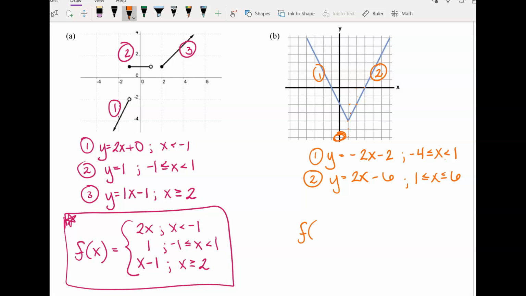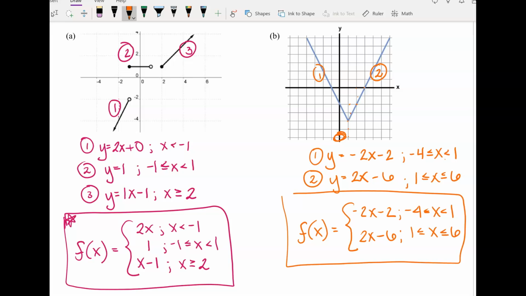Final piece. F of x is equal to the equation negative 2x minus 2 when negative 4 is less than or equal to x, which is less than 1. It is equal to 2x minus 6 when 1 is less than or equal to x, which is less than or equal to 6. Now, if when you were doing this, you switched this to be equal to and this was not, that's fine. Again, you guys, you just need to account for the fact that 1 is equal to and 1 is not.